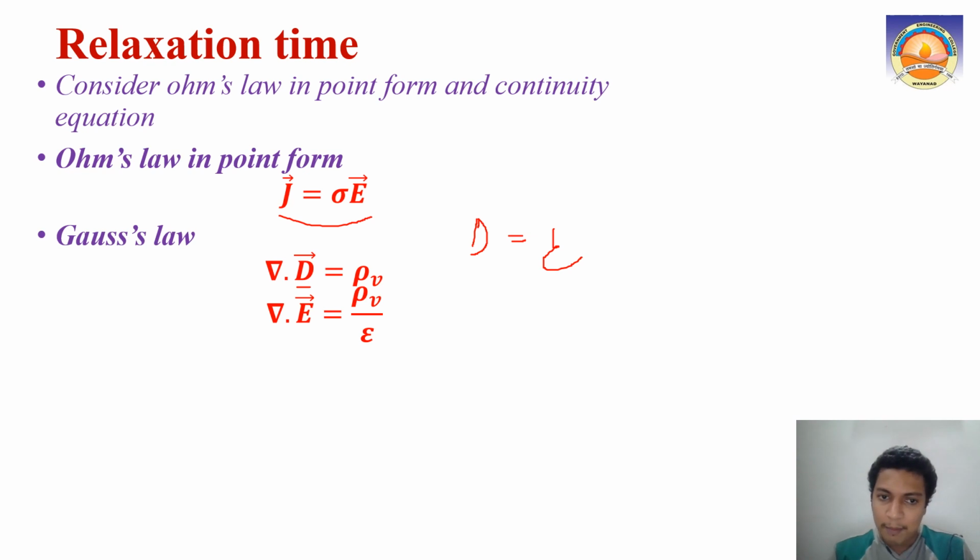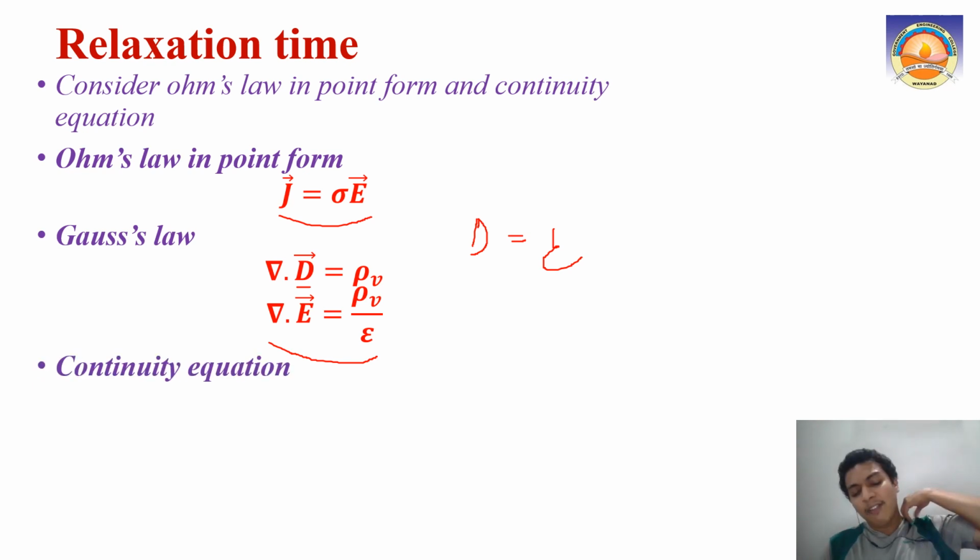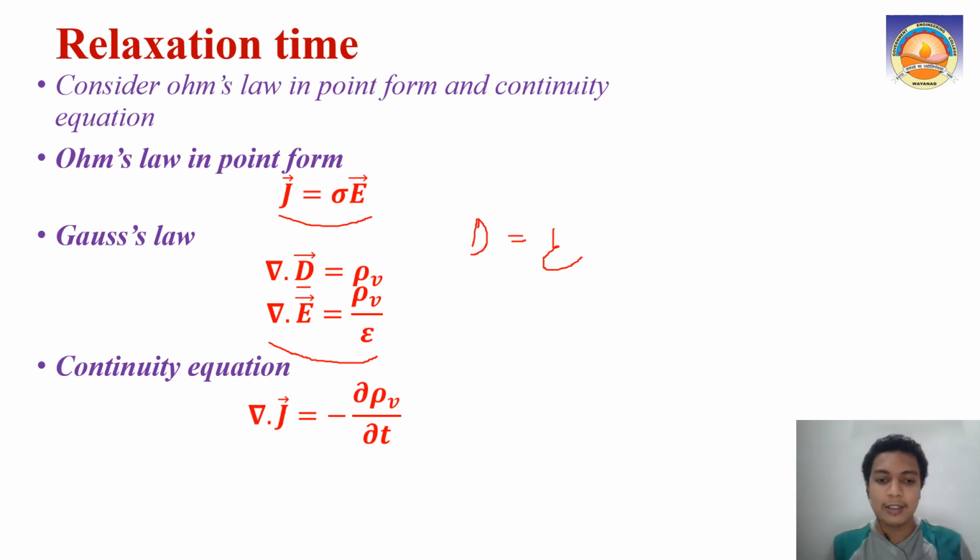So if I put it here and take epsilon to the other side, you will get the equation del dot E equal to rho V divided by epsilon. So that is Gauss's law, right? Now what is our continuity equation? We just stated that del dot J equal to minus dou rho V by dt.